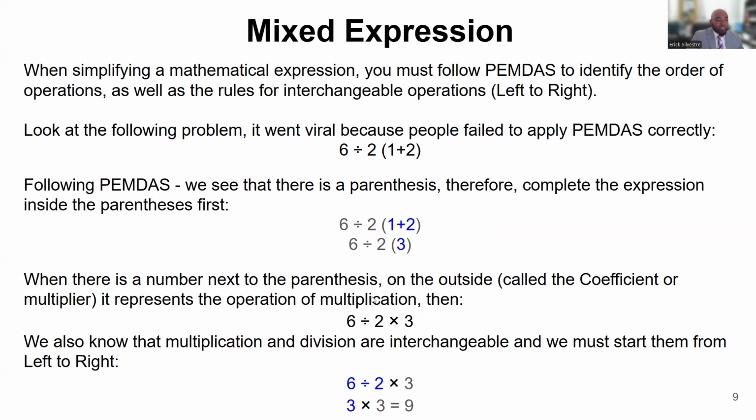Since division and multiplication are interchangeable, I know that I have to go from left to right. So in this case, I know that division comes first before I multiply. So 6 divided by 2 gives me 3, and then 3 times 3 gives me 9. All right, so the simpler version of this example is basically 9. There are two things that I want you to take away from this. One is that you always have to apply the parentheses first, and two is that the coefficient means that you will multiply that value by whatever is inside of the parentheses.